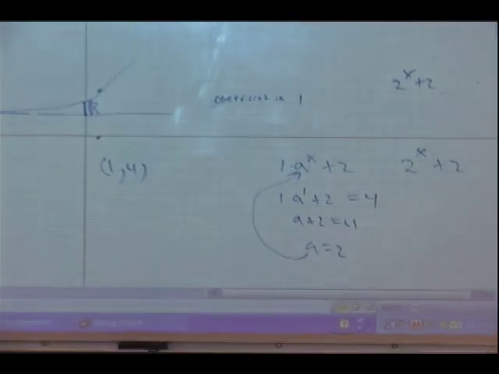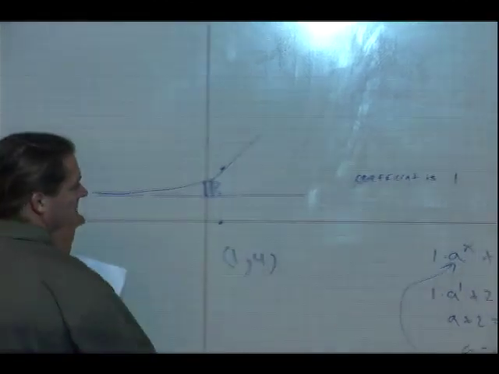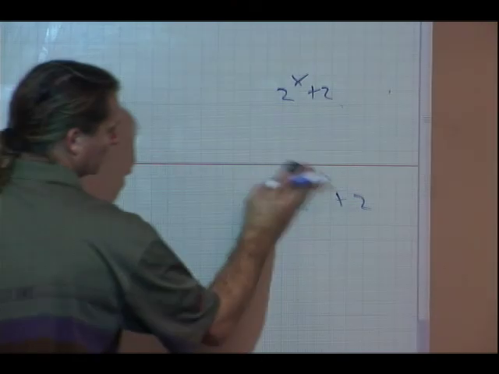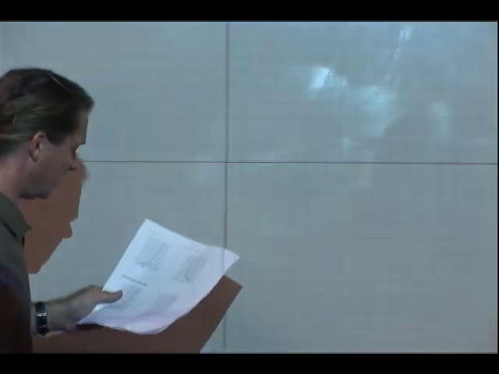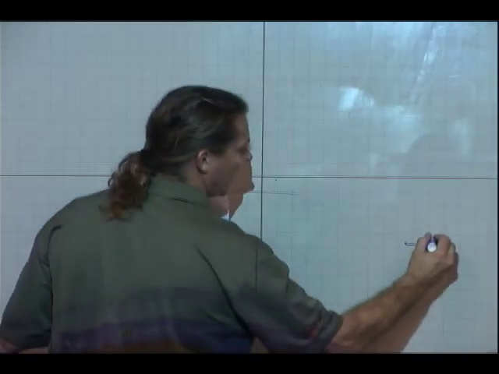We can try it again one more time with number 8. Erase this right here. With number 8, where's the asymptote? Okay, -1. So we know on the back side there's going to be a -1.